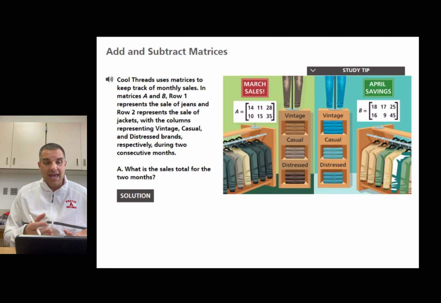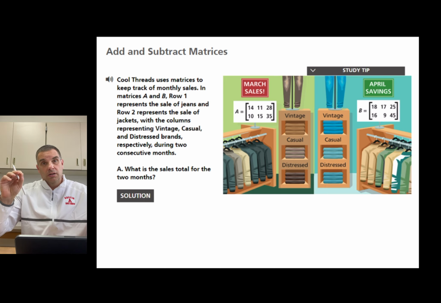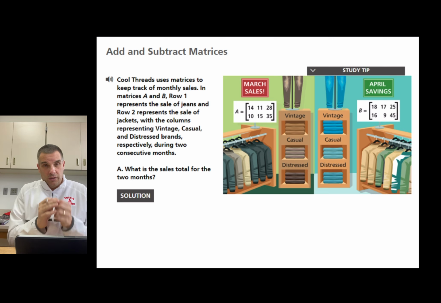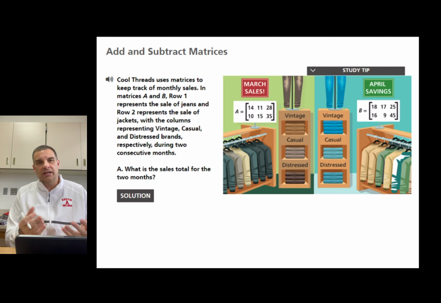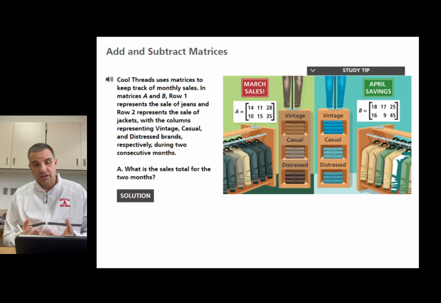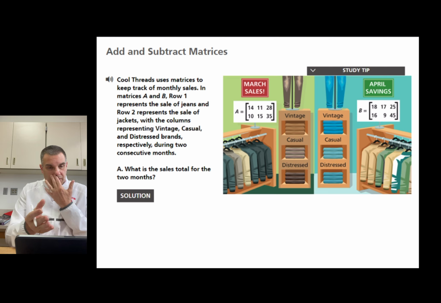And really, when you're adding them, think about it: you're adding the element A11 to element A11, A12 to A12, A13 to A13. So you're matching them up, adding them together, or subtracting them from each other and completing the operation.